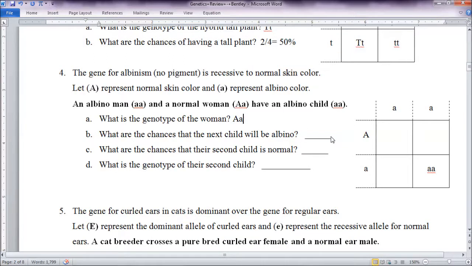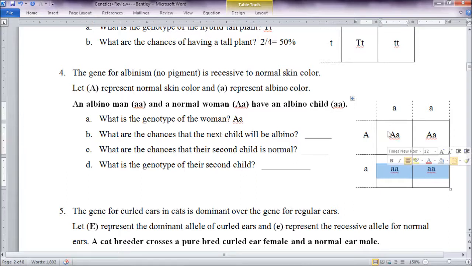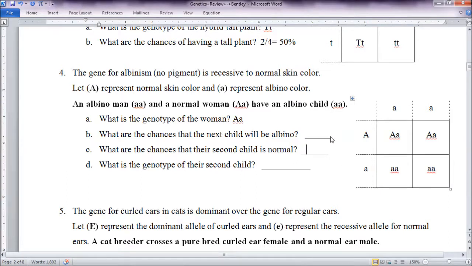So letter B says, what are the chances that the next child will be albino? Any child born to them, it doesn't really matter what order it's in, has what looks like a 50% chance, 2 out of 4. Which is the same thing as 50%.